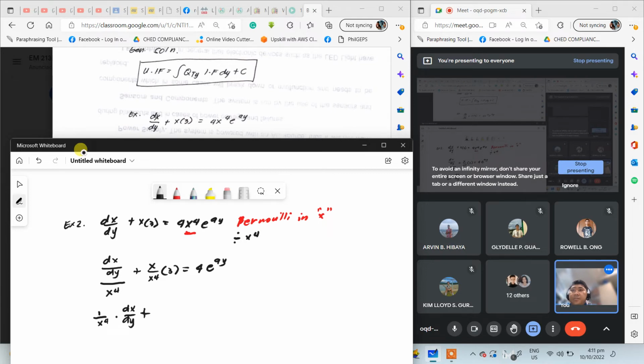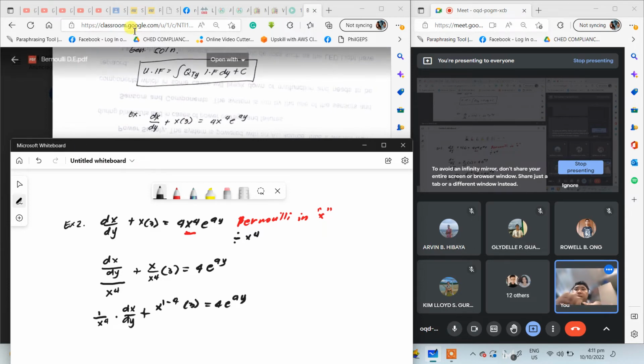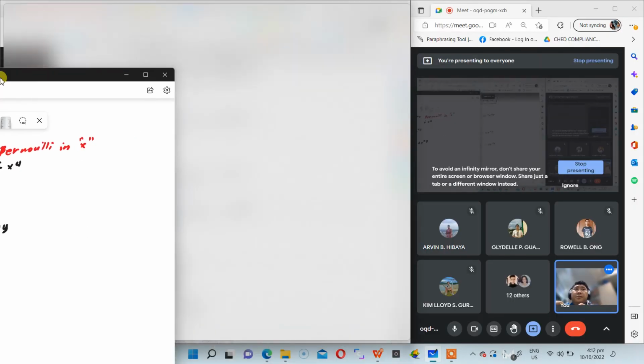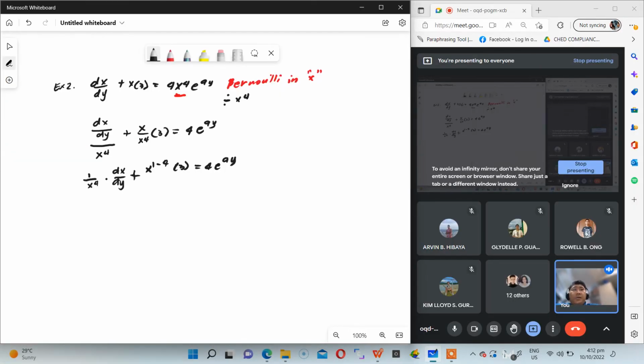plus, that is x raised to the power of 1 minus 4, then times 3 equals 4e raised to the power 9y. So here, this reciprocal could be equal to this one, okay? Dx over dy plus x raised to the power of negative 3. So multiplied by 3 equals 4e raised to the power of 9y.